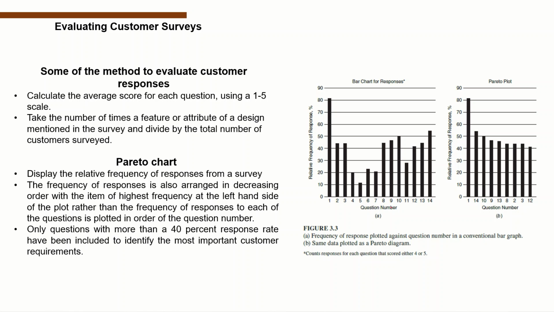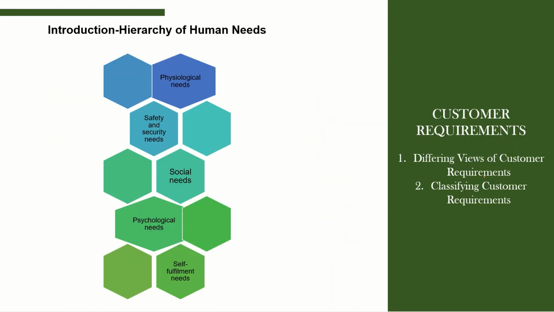All right, you can see here the question number. In A, the frequency of response is plotted against question number. Let's say it has 14 questions, and the frequency of the response where 1 is the highest. But here in the Pareto plot, it is changed to descending order, in order to see the response rate of the question numbers, so that you know which question is the most important for you to look at, right?